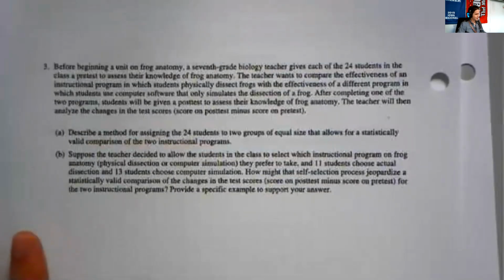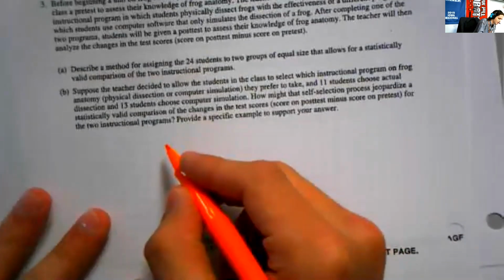Number 3, before the beginning of a unit on frog anatomy. I think I gave you this on the quiz. I may have. They all blur together to me. You're going to talk about an assignment method for assigning the 2 groups of equal size that allows for a statistically valid comparison, and you're going to talk about how self-selection might jeopardize that. And I think we've done this, but I put this on here so you look at the scoring guide.